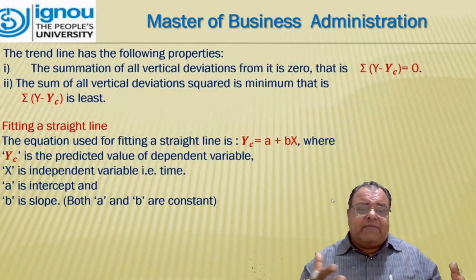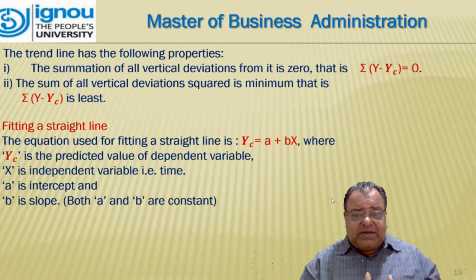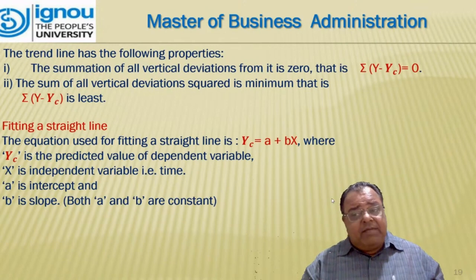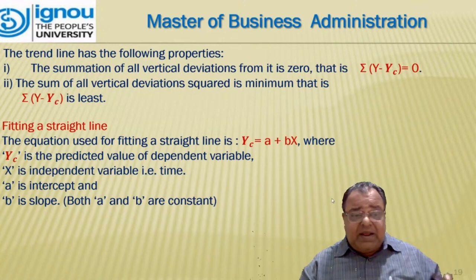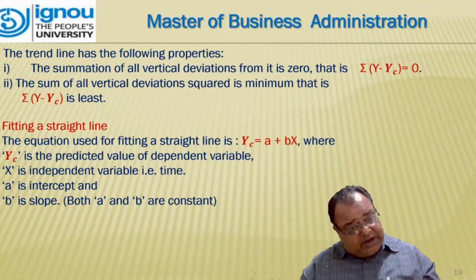The trend line has the following properties. The summation of all vertical deviations from it is 0. That means the summation of y minus yc will be 0. And the sum of all vertical deviations squared is the least, that is, summation of (y minus yc) squared is least.